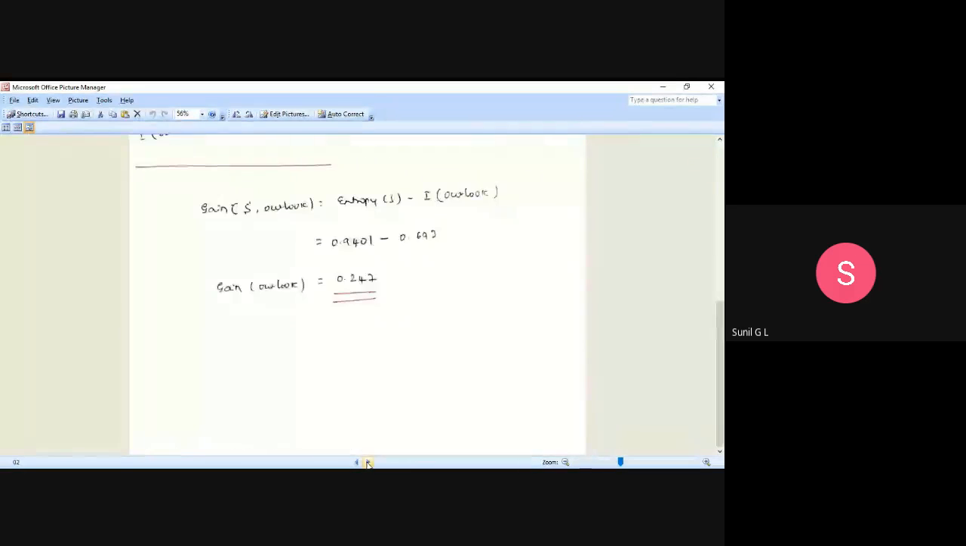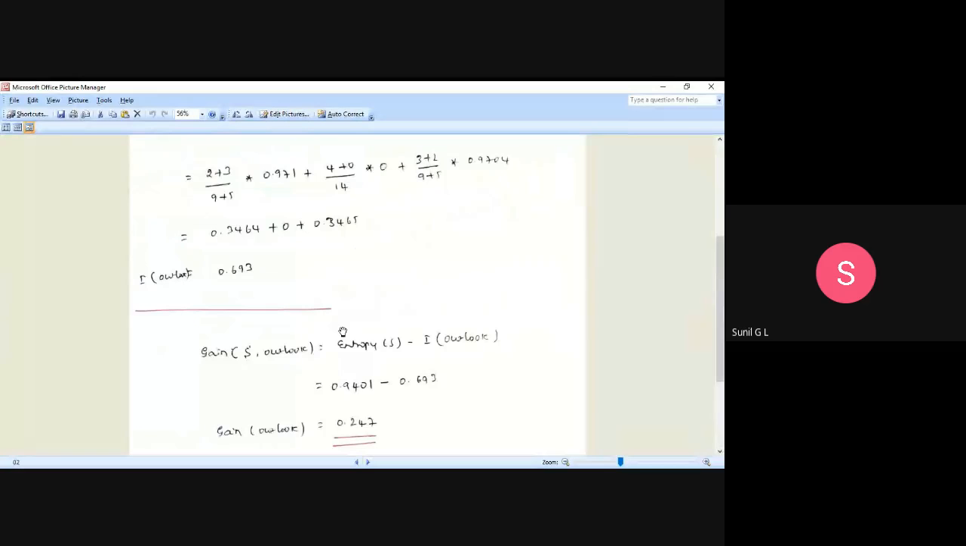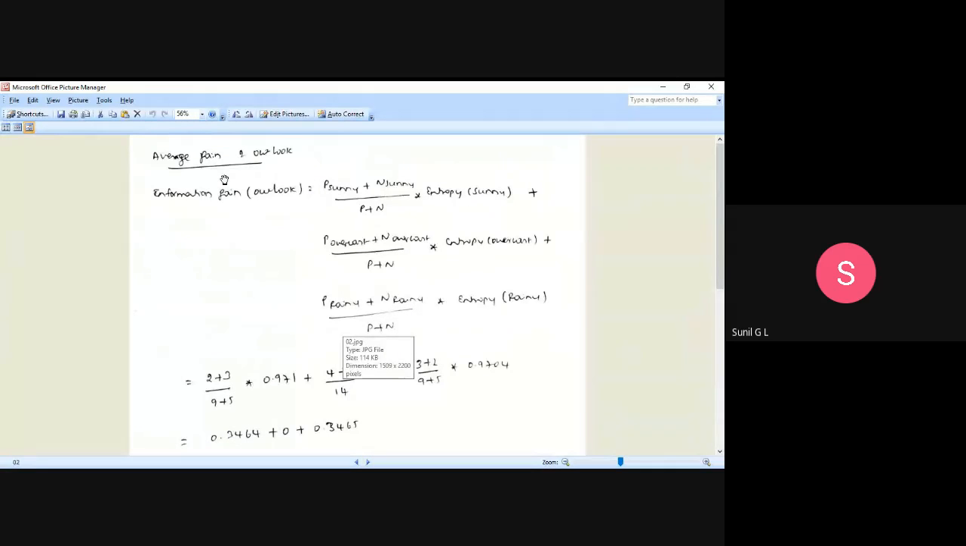Now I have calculated the entropy of sunny, overcast, and rainy, the impurity of these data sets. After that, I need to calculate the average information gain of outlook. In outlook we have 3 different values: sunny, rainy, and overcast. I have calculated the entropy for these 3 values. Then how do you calculate the average information gain of a particular attribute like outlook? Outlook contains 3 different values.